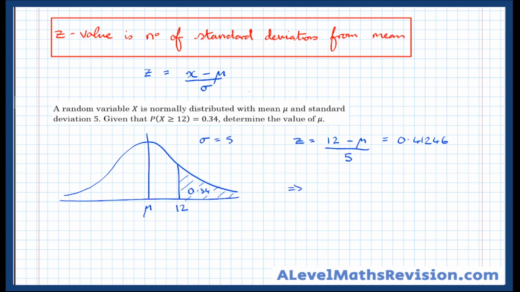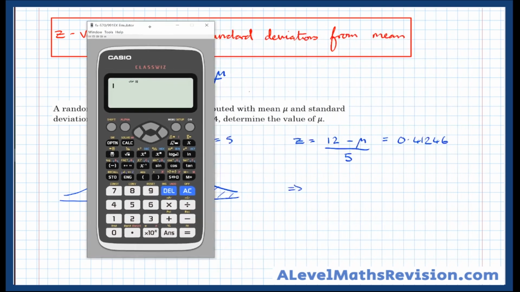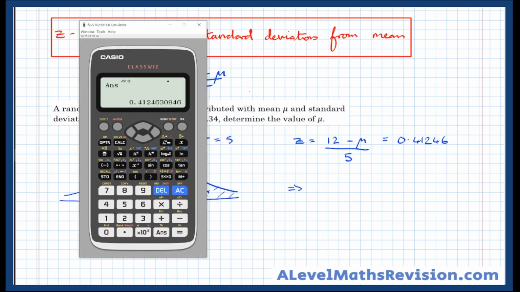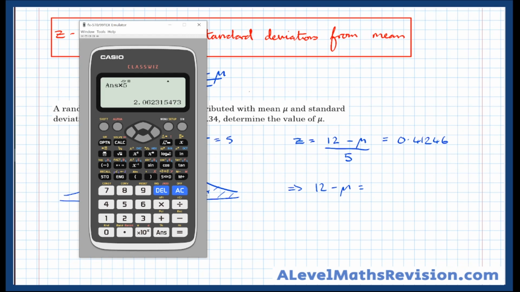So first of all, times by 5. So that's saved in the answer button. So we'll times that by 5. We get 2.06. So 12 minus mu equals 2.0623.